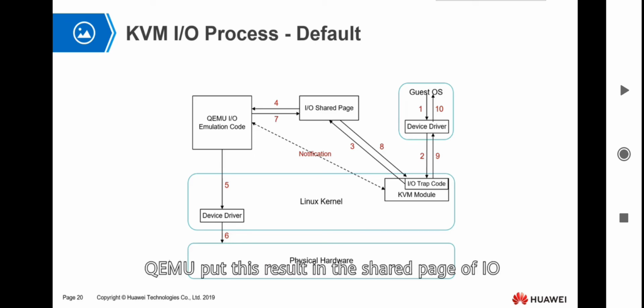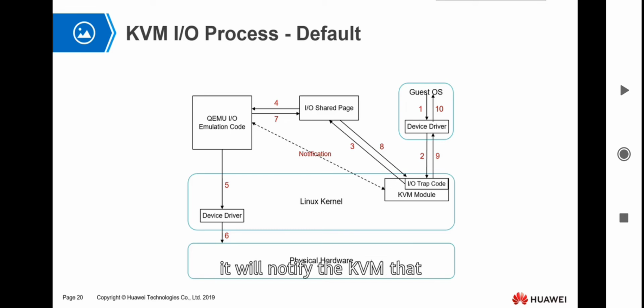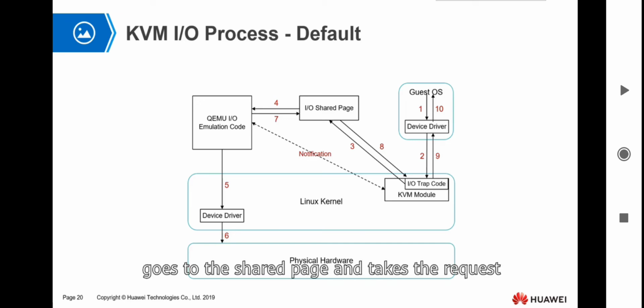The device driver then goes to the physical hardware to process the I/O request. After processing, QEMU puts the result in the share page of I/O. At the same time, it will notify the KVM that the request has been processed. Then, the KVM module goes to the share page, takes the result and returns it to the guest OS, so that the entire I/O request is completed.